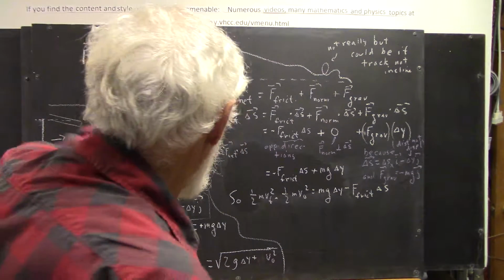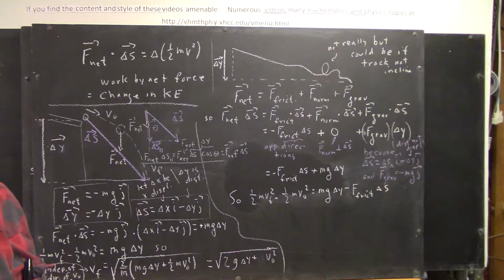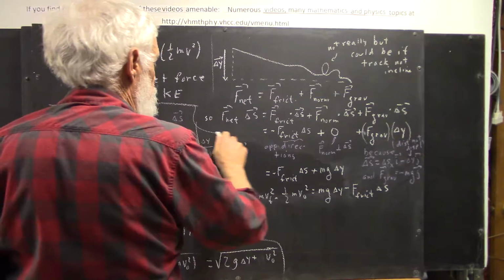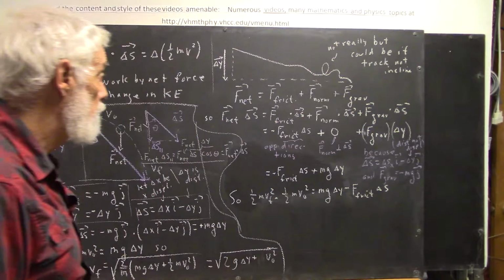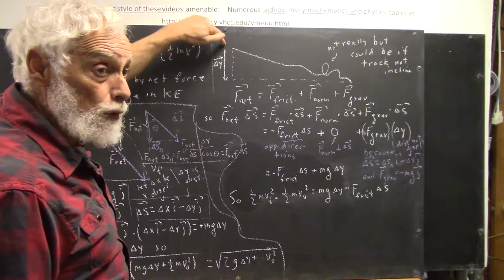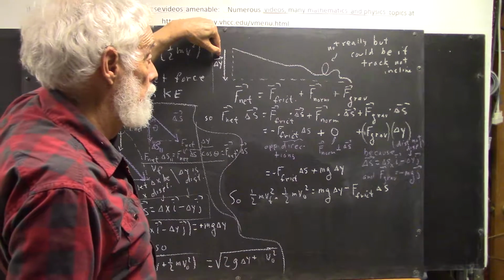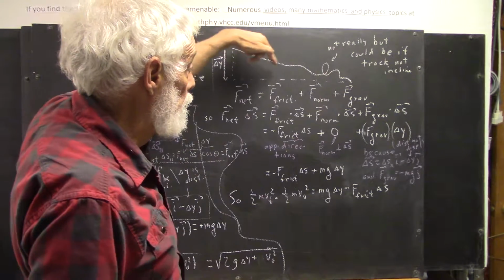Another similar situation, similar in many ways to the one we've just seen, is an object rolling down an incline. Now once more, you have a delta y. Okay, so you have a delta y vector. The object could roll down an incline like this.